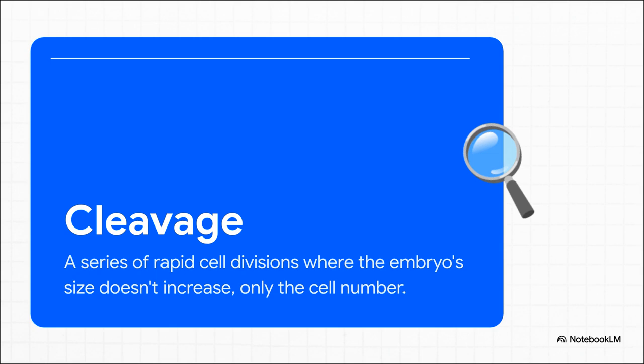So here's what's so wild about cleavage. It's a series of incredibly fast cell divisions, but, and this is the key part, the embryo doesn't get any bigger. The new cells, which we call blastomeres, just get smaller and smaller with each division. A great way to picture it is like taking a block of clay and slicing it up into tons of tiny pieces without ever adding any more clay.